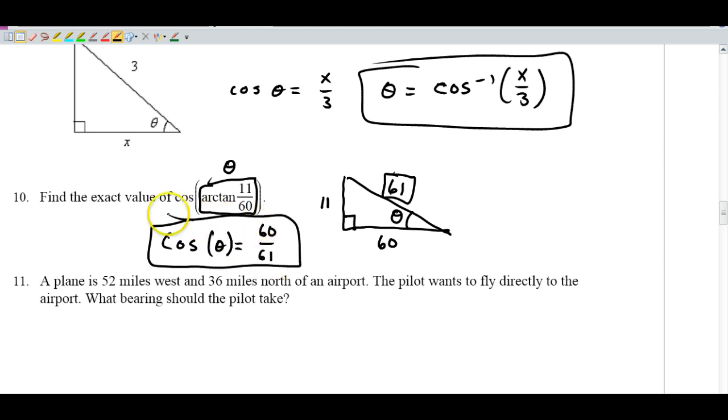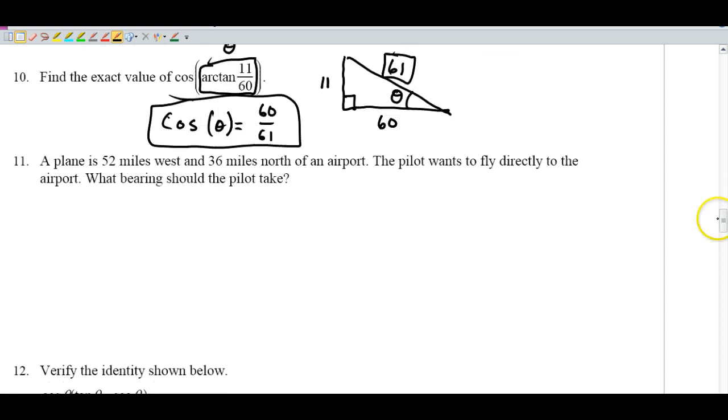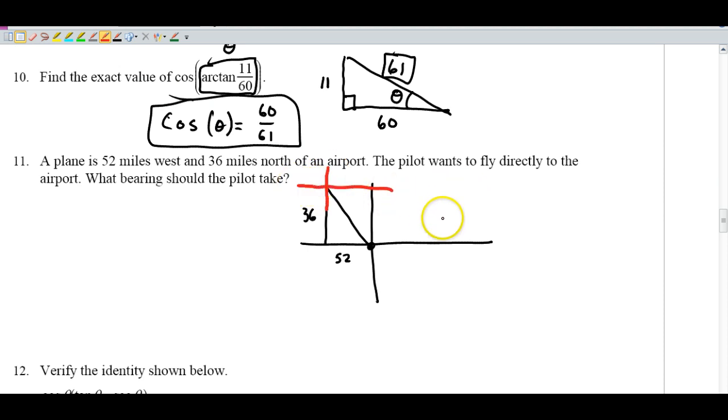Finish with that problem. Problem number 11 says a plane is 52 miles west and 36 miles north of the airport. So I have to draw where my plane is. So it's 52 this way and 36 this way, and my triangle is here. I need to draw another compass right here that tells me the pilot wants to fly directly back to the airport. I need this bearing right here.